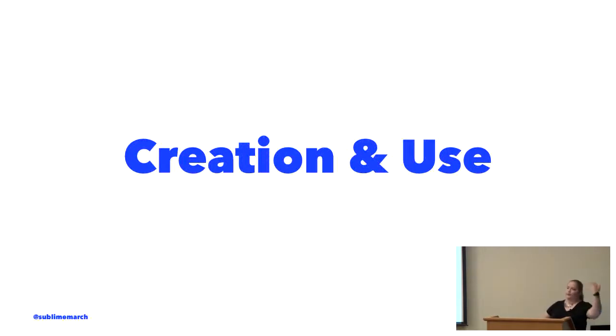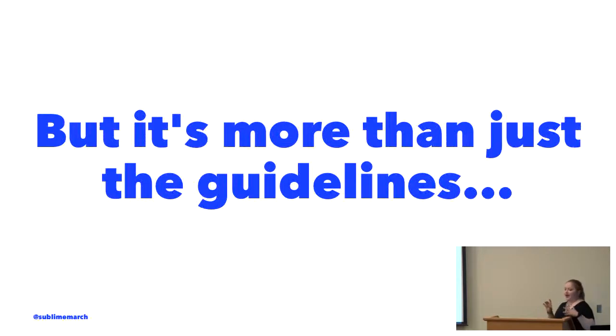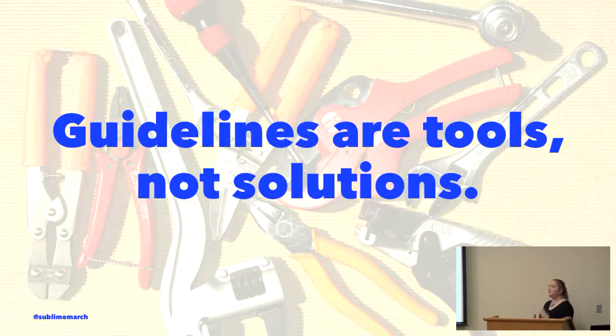Okay, so we have the WCAG, we have this set of guidelines, but here's the thing, I want to hammer home: it's more than just guidelines. You can read every tiny little step of the WCAG. You can follow all those six steps of creation and use and still end up with something that is not accessible to people. These guidelines are more like tools. They help us determine if something is inaccessible. They're a really easy way to say, oh, well, you don't meet this part of the WCAG, that means you're inaccessible. But they're not always a way to make sure you are accessible.